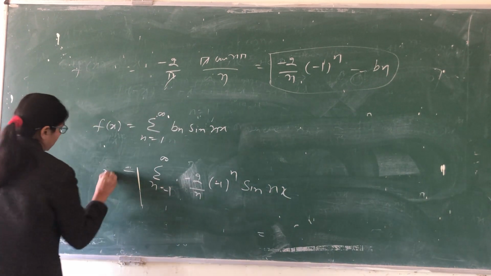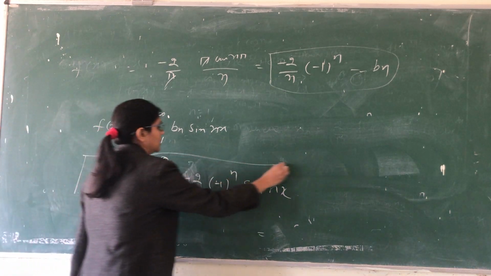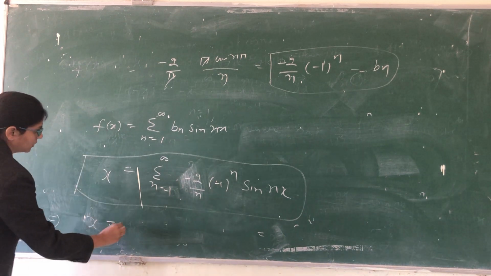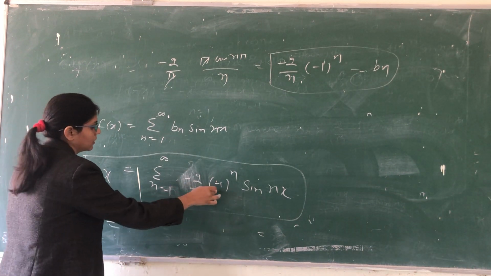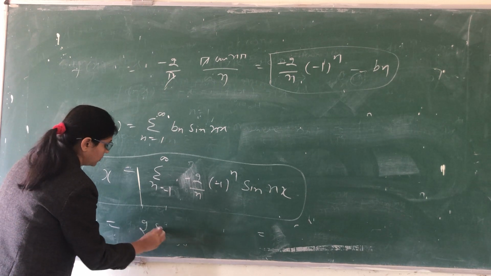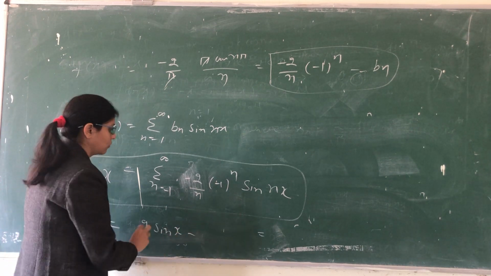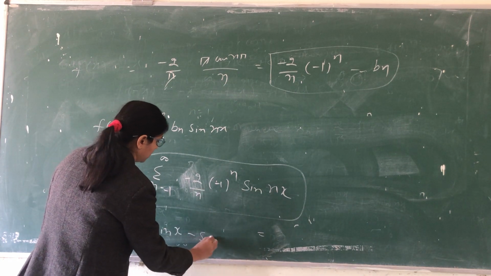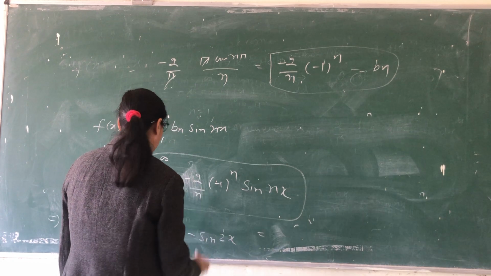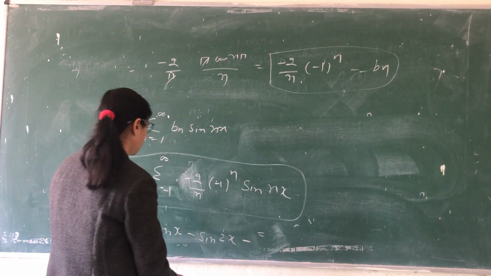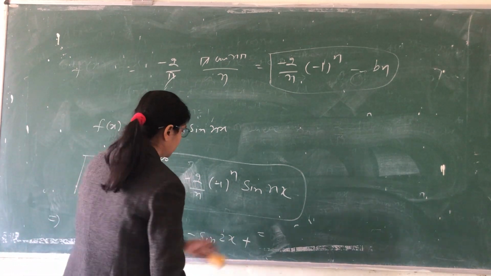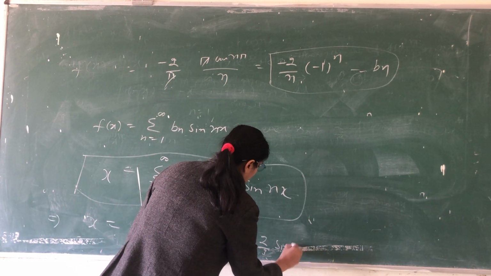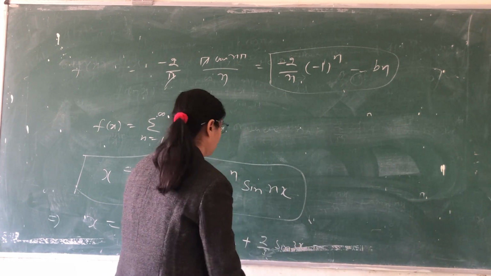This is x, so we can write the function in the form of Fourier series. You can expand it as x equals, for n equals 1, 2 sin x, for n equals 2, minus sin of 2x, for n equals 3, plus 2 upon 3 sin 3x, then n equals 4, and so on.